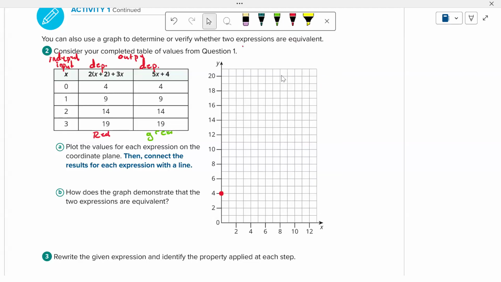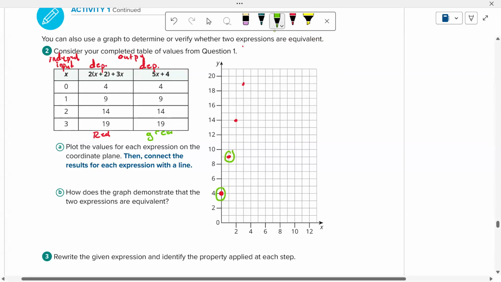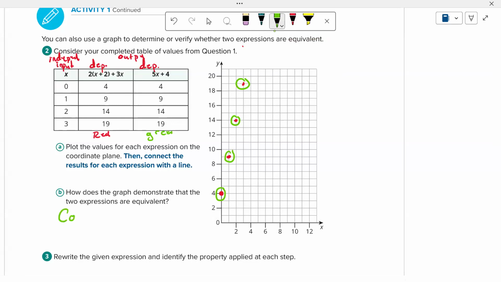Okay, so the next one is 1, 9. Oops, I can't count. 1, 9, and then we get 2, 14, and then we get 3, 19. Now I'll use green. Notice they're the same points. I'm going to circle it like this to show they're equivalent, because if you put it in the same spot, you can't tell. Looks like each one lies on top of each other. We call this a collinear graph. Collinear means they lie on top of each other.